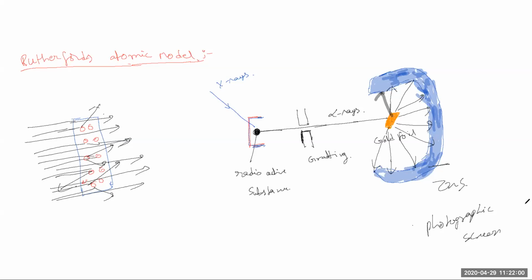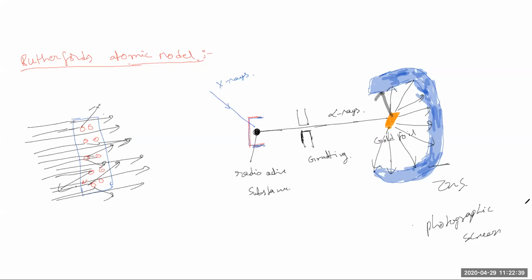So the maximum number of alpha particles pass through the gold foil and are focused on the photographic plate. Very few of the radiations are deflected at a certain angle. And very few means about one in every 20,000 radiations is reflected back at 180 degrees. So these are the observations in this experiment.